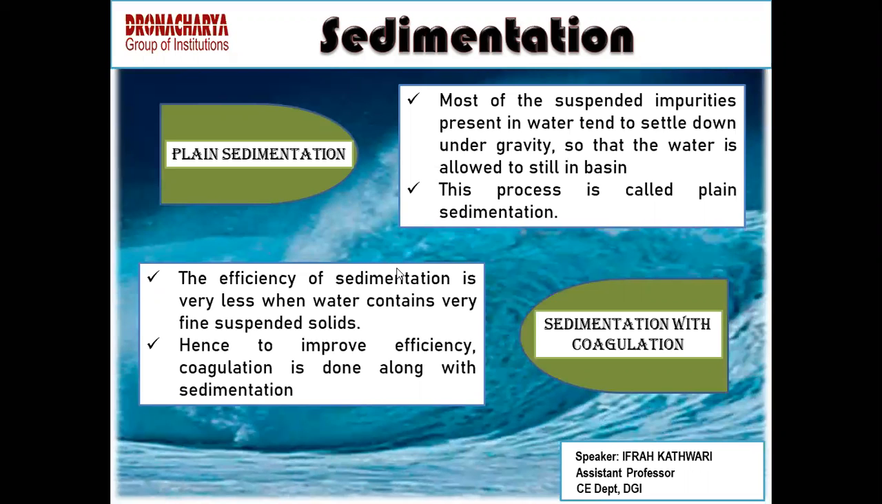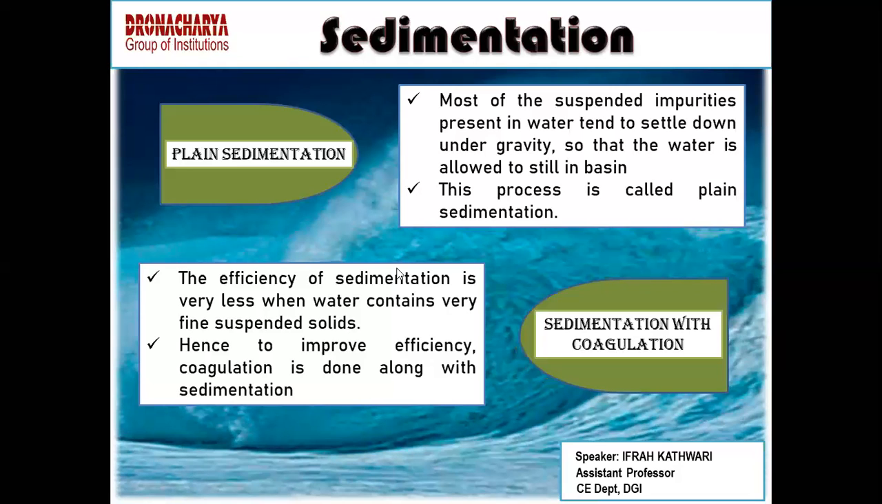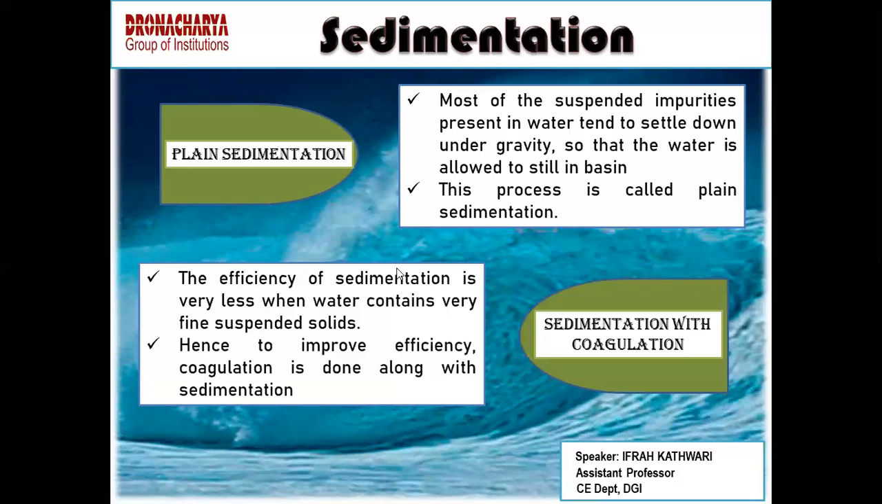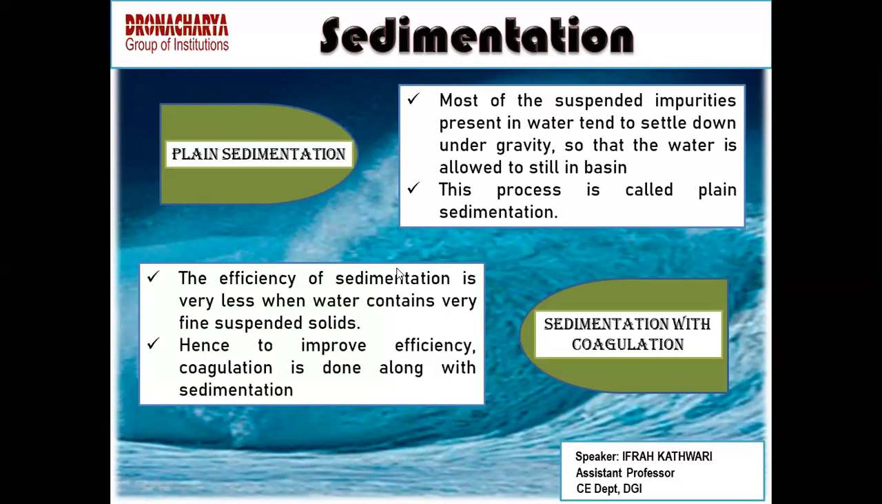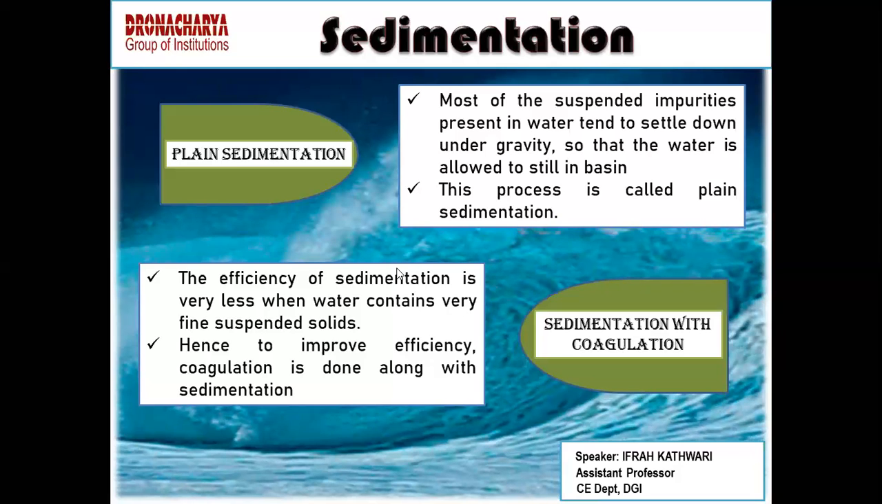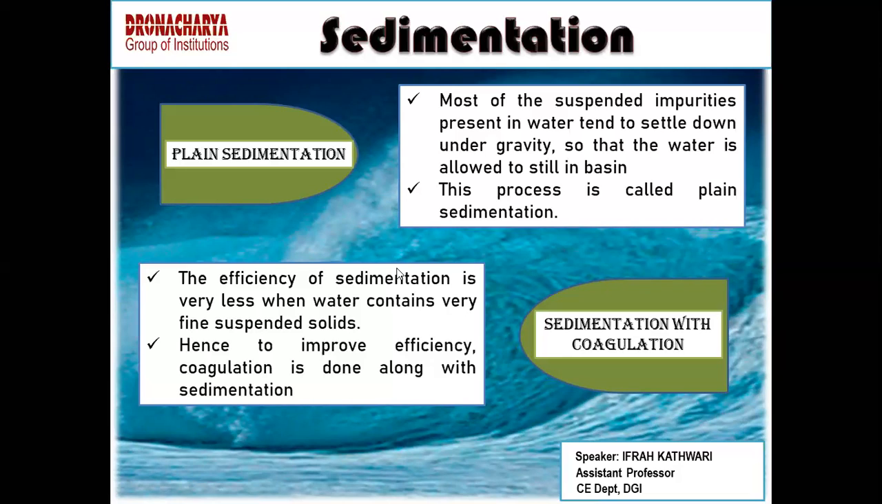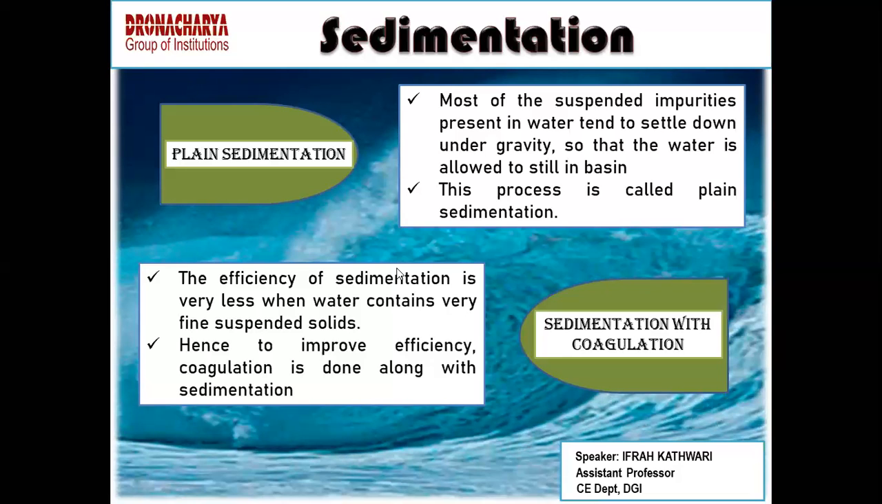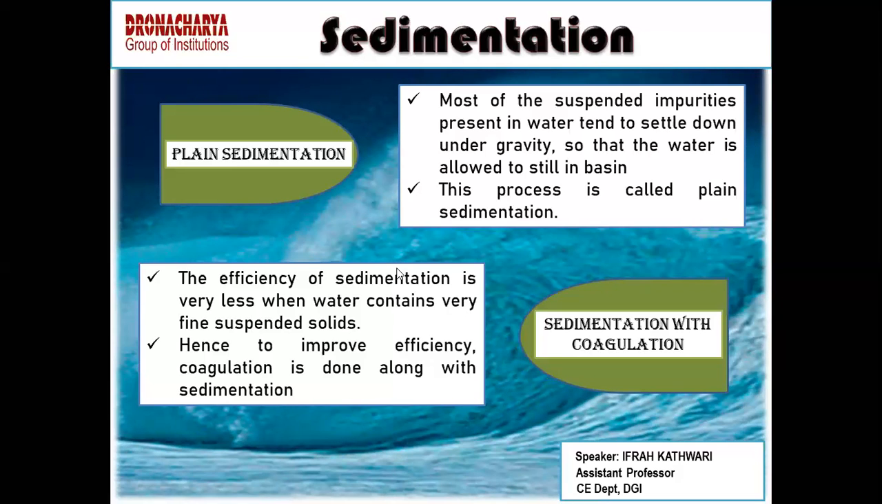But in case the efficiency of plain sedimentation is not much, then what we do is add some coagulants like alum. I already mentioned this in the previous slide. We add alum or any other coagulant to it, due to which the size of the particle increases. That means the density of the particle increases, and then it settles down and is removed from the water.